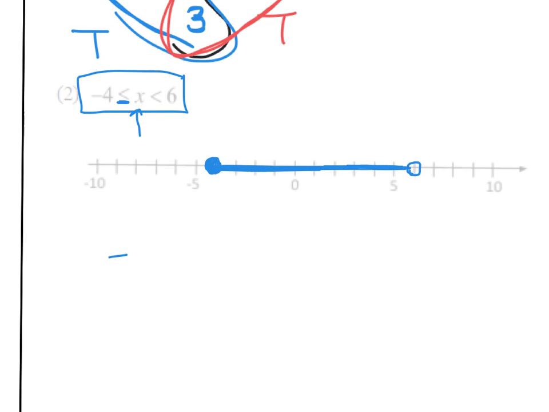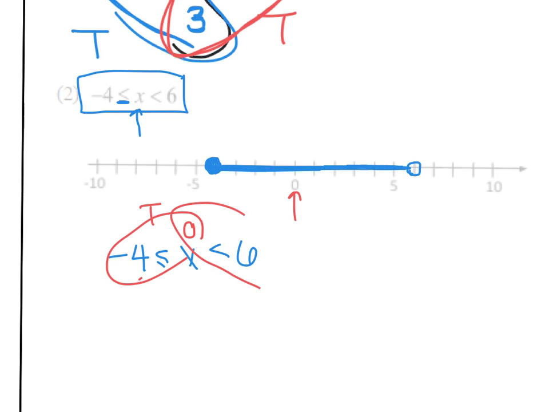All right, and again, if you want, you can double check that. Pick a number that's in there. So say 0. 0 is colored in right now. -4 is less than 0. That's true. 0 is less than 6. That's also true. So this compound statement altogether is true. And this is my solution.